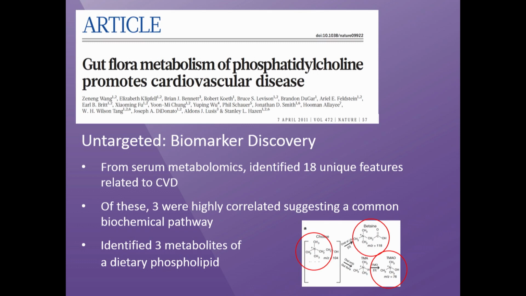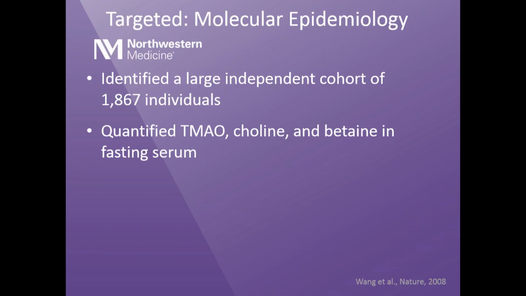This was a paper in Nature in 2011, and Stan's group wanted to look at risk factors for cardiovascular disease. And so they took a group of people who had events, so they had heart attack, stroke. They went back in time and got specimens, which they looked at untargeted metabolomics to try to see differences between the groups. They identified 18 different unique features between them. 3 were highly correlated, showing that they're part of the same biochemical pathway. And then they figured out that these were metabolites of dietary lipids.